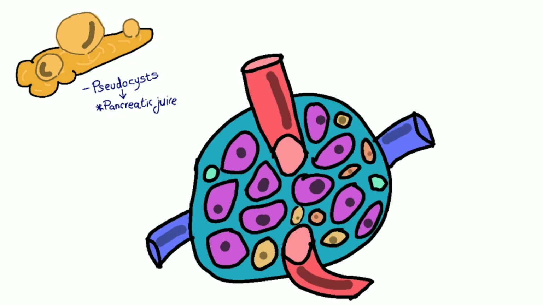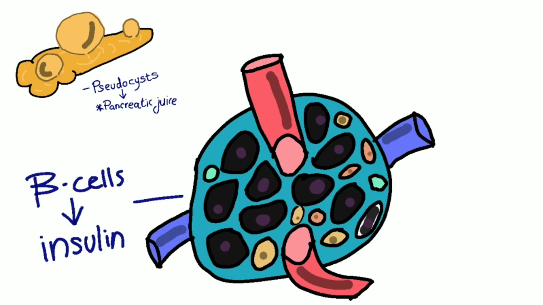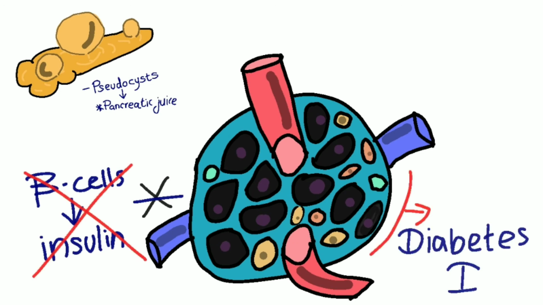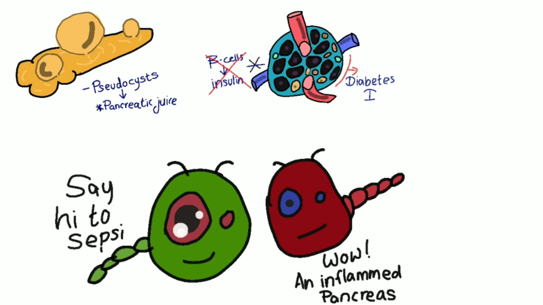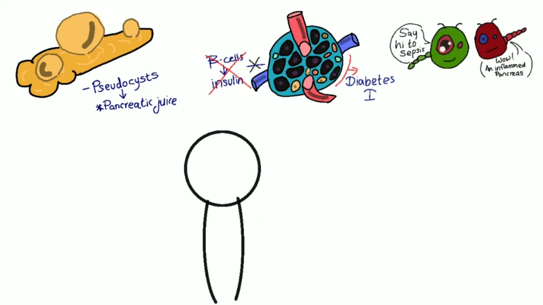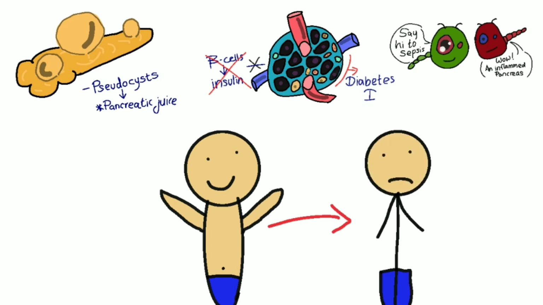During autoimmune pancreatitis, the immune system attacks the beta cells, which causes the insulin levels to drop, causing type 1 diabetes. Another complication is infection. As the pancreas is now more vulnerable to bacteria, it could also lead to sepsis. As the digestion is reduced, the patient will experience malnutrition.